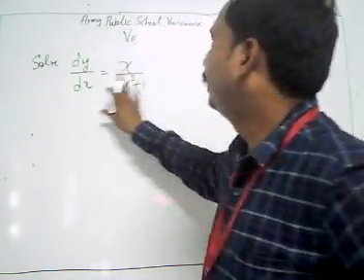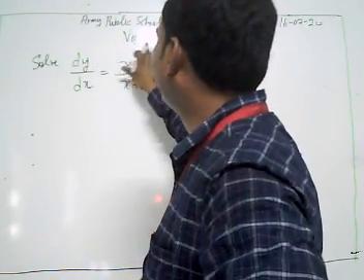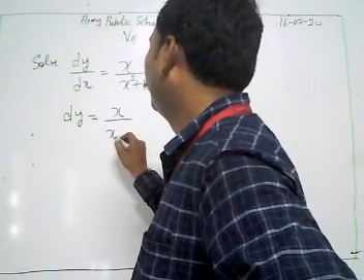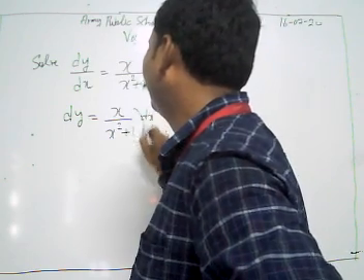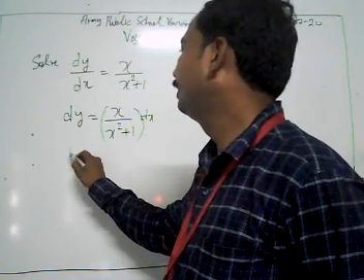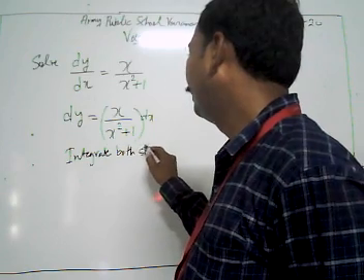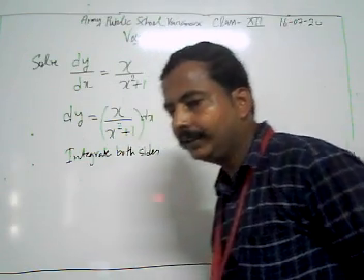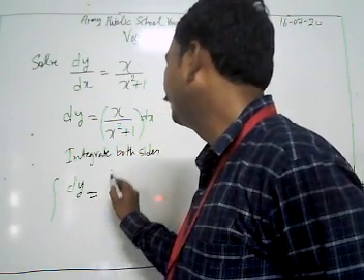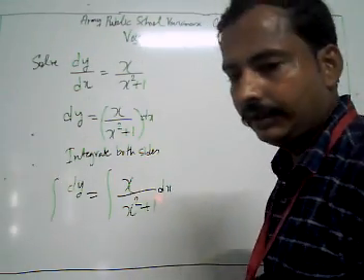Now this portion consists of only the x variable, so we are going to use variable separable. It can be written as dy is equal to x upon x square plus 1 dx. Now we integrate both sides. Integration of dy is equal to integration of x upon x square plus 1 dx.